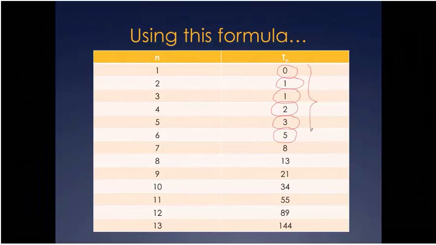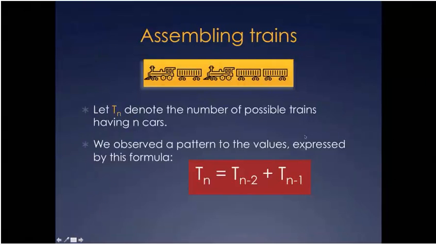So all this evidence, when looked at, suggests this pattern that we observed. And remember, it went like this. If you take any two numbers in this column, for example, the successive ones, and add them, you get the next one, which is 2. If you add 1 and 2, you get 3. If you add 2 and 3, you get 5. Now, all of that is captured by that formula, Tn equals Tn minus 2 plus Tn minus 1.